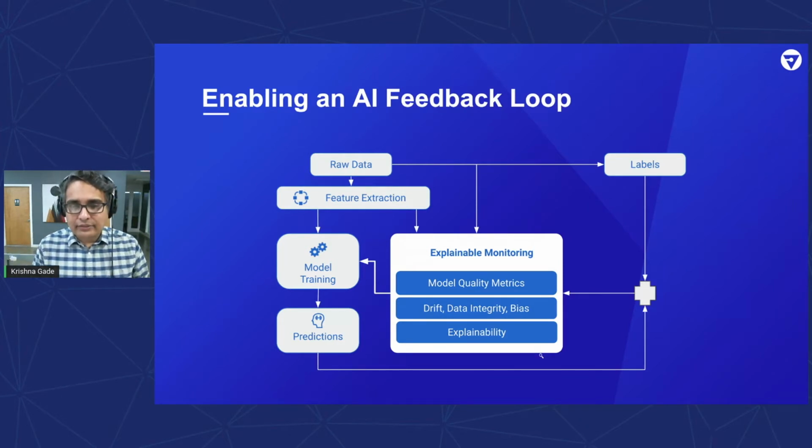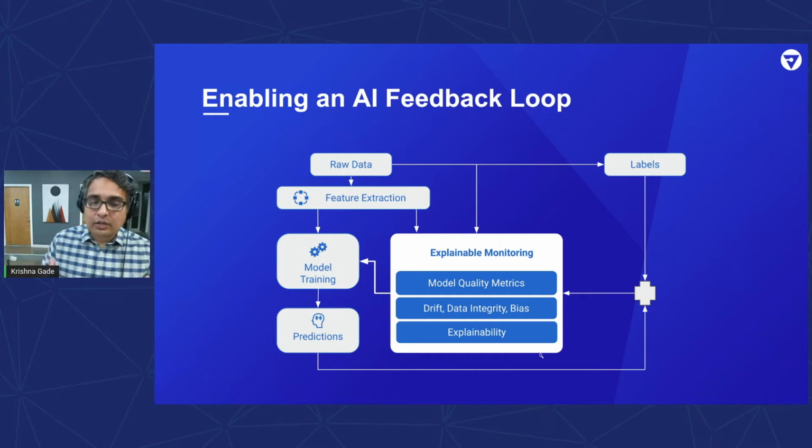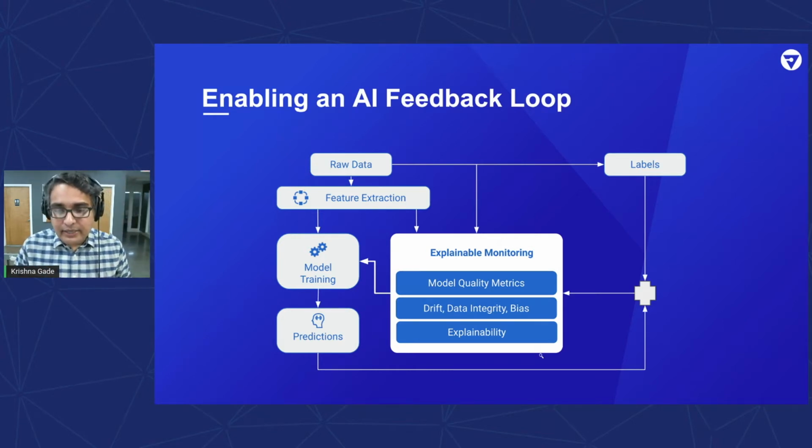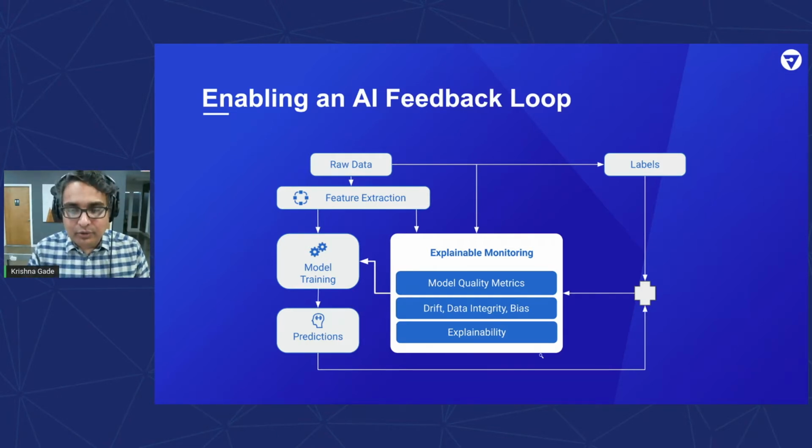At a very high level, you have raw data from which you're extracting features, and you're using the features to train a model, and then it gets deployed to production. It's making predictions, and then you're getting some label data from your business users and from your end users, whether that's clicks or some human giving feedback. All of this data can then be collected in one centralized system, where you can continuously compute model quality metrics, data drift metrics, and then look into explanations. And this is how an explainable monitoring system can enable a feedback loop into the machine learning workflow.